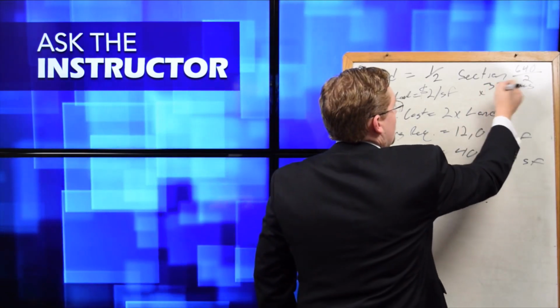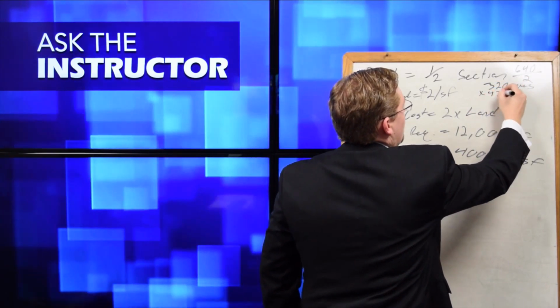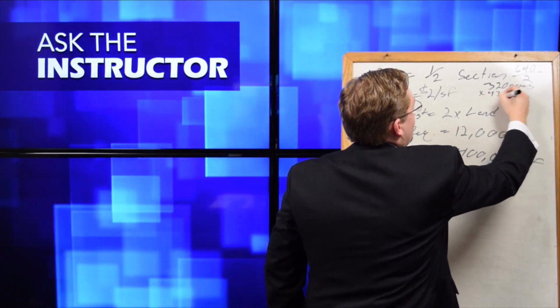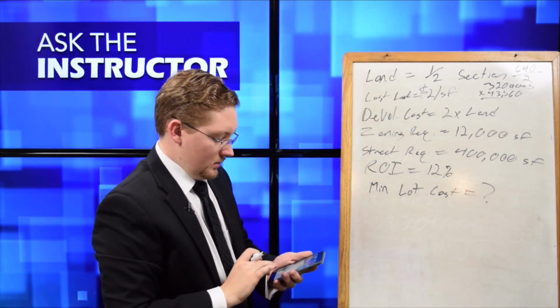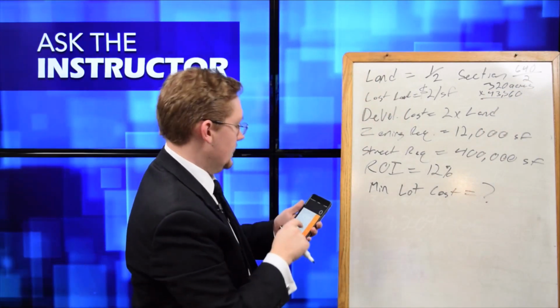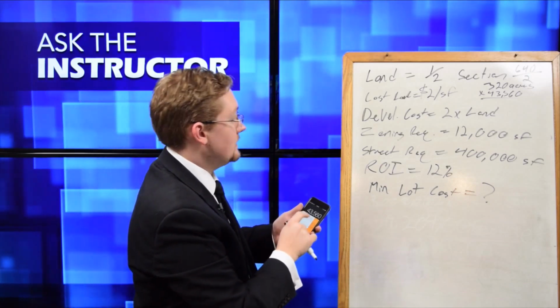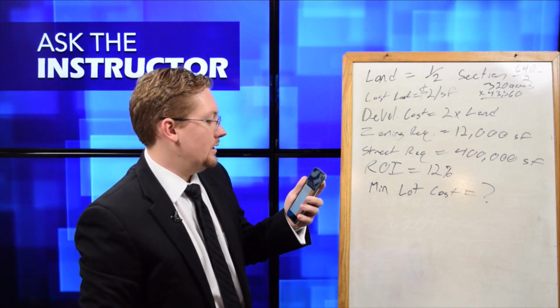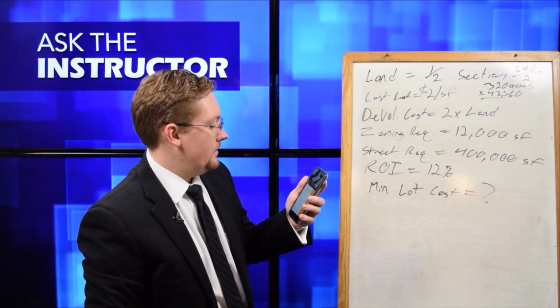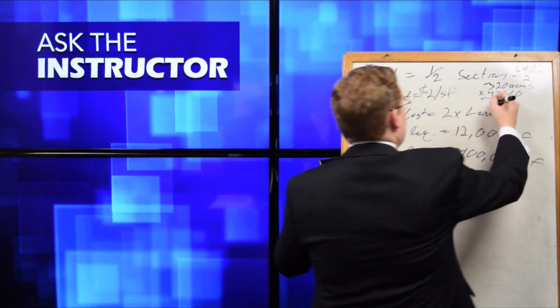So we're going to take our 320 acres and multiply it by 43,560, which with our handy-dandy calculator, 43,560 times 320 gives us 13,939,200 square feet.